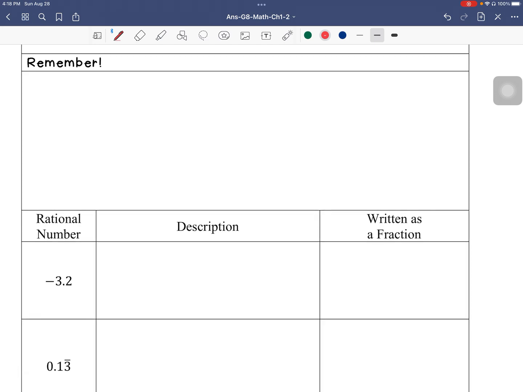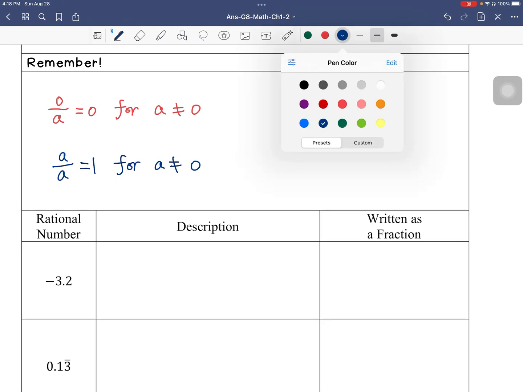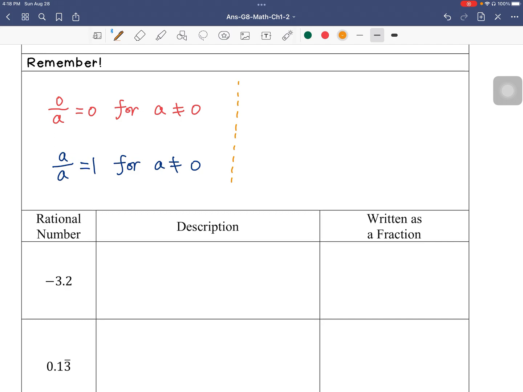Something we have to remember here is that 0 divided by a equals 0 for a not equal to 0, because when a is equal to 0, it's undefined. At the same time, a over a equals 1 for all a not equal to 0. The other thing I want to share: negative 7 over 8 equals 7 over negative 8 equals negative 7 over 8.